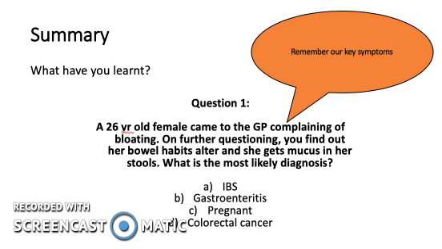To summarize what we have done, let's start with a question. A 26-year-old female came to the GP complaining of bloating. On further questioning, you find out her bowel habits alter and she gets mucus in her stools. What is the most likely diagnosis? Could it be A, IBS, B, gastroenteritis, C, pregnancy, or D, colorectal cancer? Remember our key symptoms. The answer is IBS. However, pregnancy should always be considered in a young female patient of fertile age until you eliminate it as a cause.